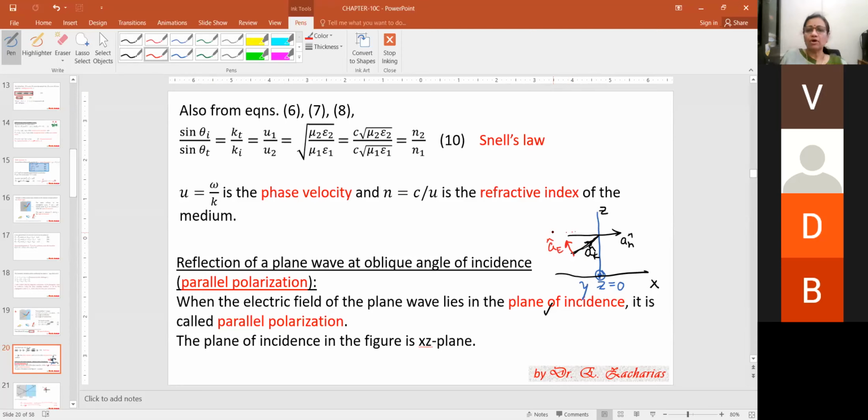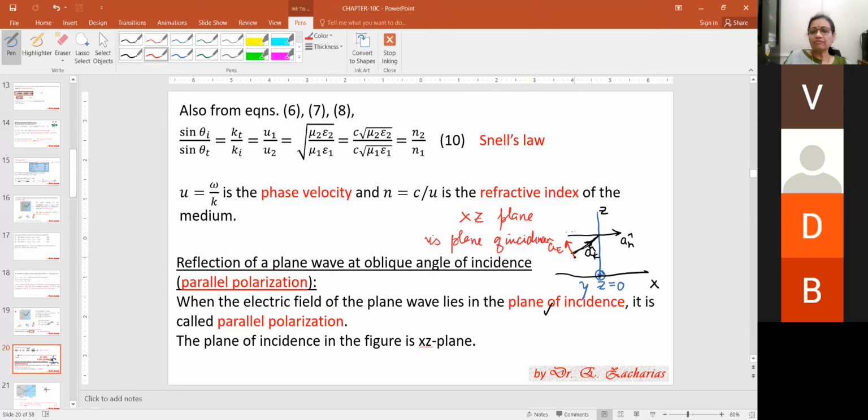Yes, ma'am. Okay. Now, if the AE vector is lying on this plane, the plane that we have here is called the plane of incidence. And which is that plane here? It is lying on the X and Z plane. So the XZ plane is the plane of incidence in my example.